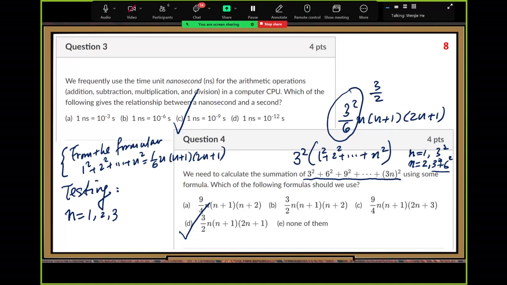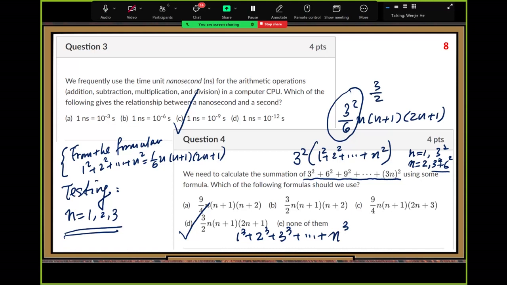This testing way is useful especially when you do not know the formula. Sometimes you may not know the formula, right? For example, I may give you a similar question like 1 cube plus 2 cube plus 3 cube, plus to n cube. You may not know the formula, although you can search on the web to find it. It's very easy to find. But if you do not know the formula, then you can do testing. So these are two commonly used methods.